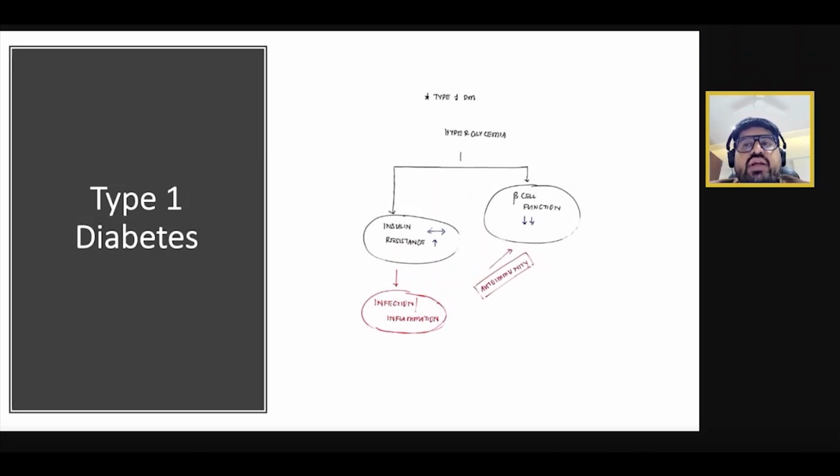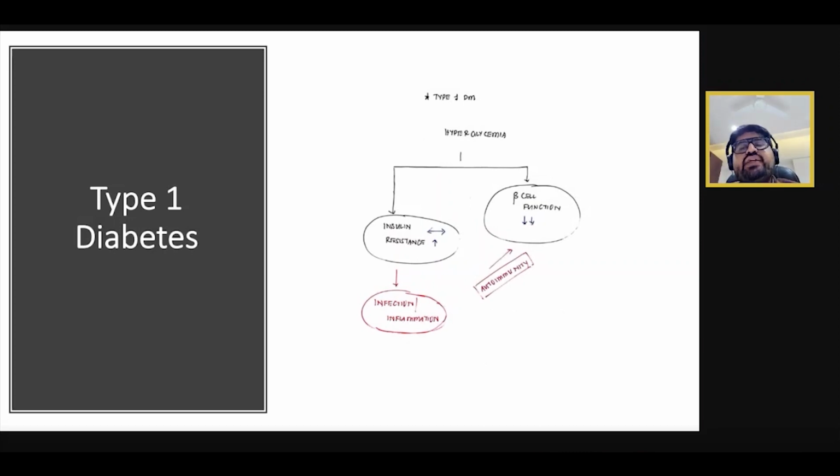But what happens to insulin resistance? In most cases, the insulin resistance is normal. So this is the situation where insulin resistance is more than beta cell insulin production, but insulin resistance is more or less normal and the beta cell function is low. But let me tell you that even in type 1 diabetes, the insulin resistance is often not normal. Insulin resistance is in fact slightly higher.